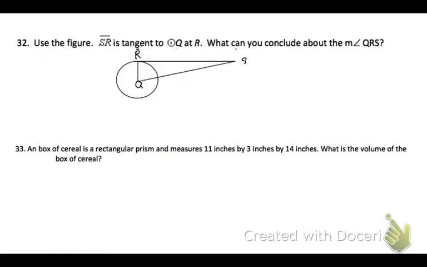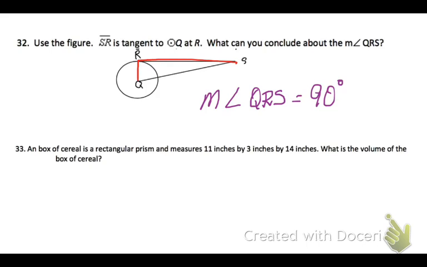Use the figure. Segment SR is tangent to circle Q at point R. What can you conclude about the measure of angle QRS? So that is this angle right here, QRS. Well, we know that if a line intersects a circle as a tangent, then the radius at that point of tangency creates a right angle. So I can conclude that the measure of QRS is 90 degrees.